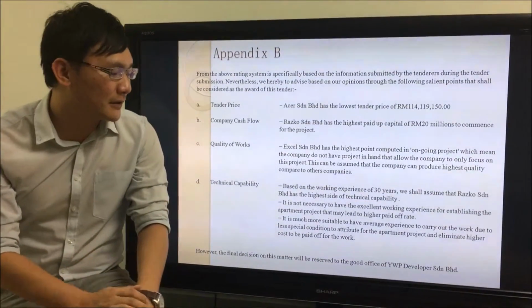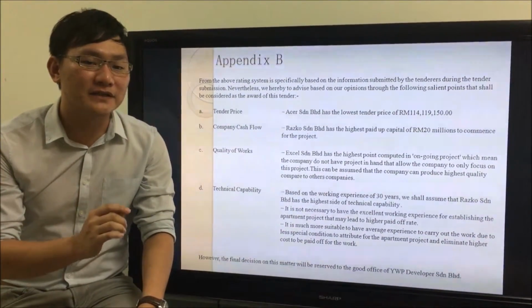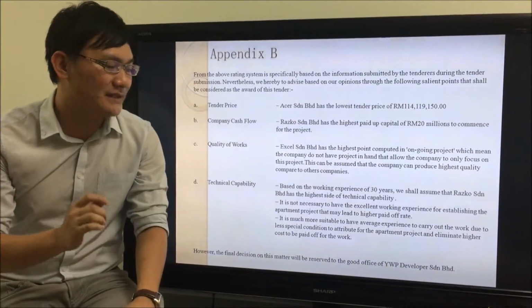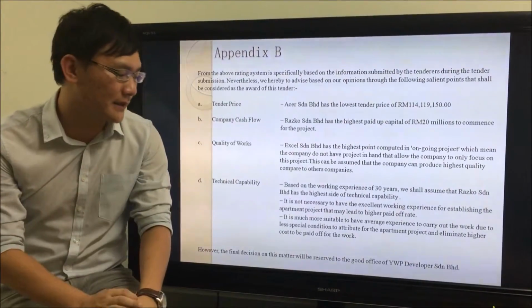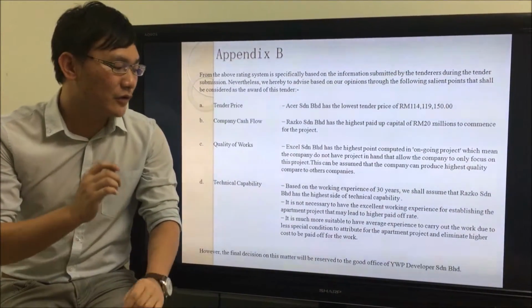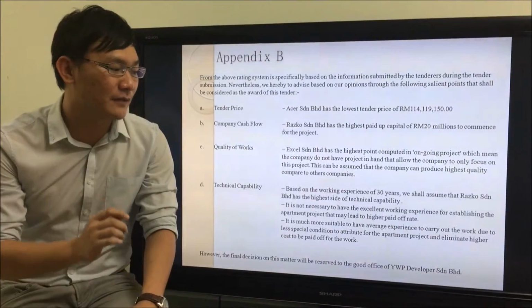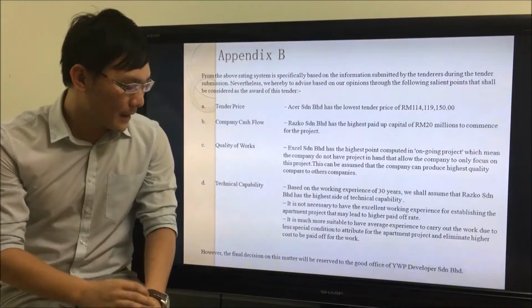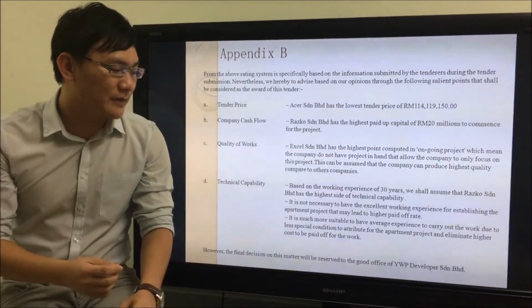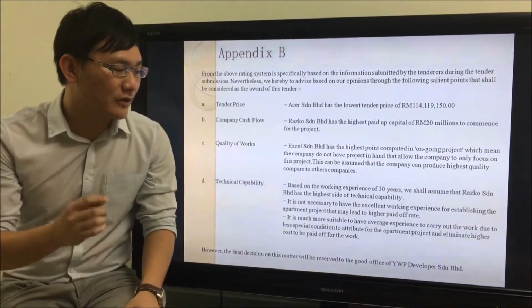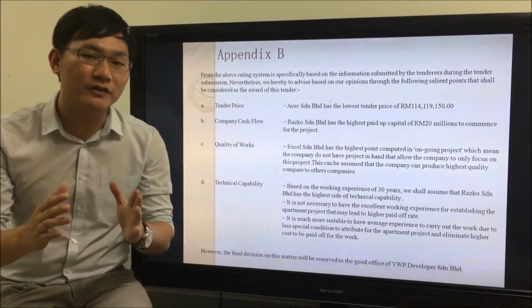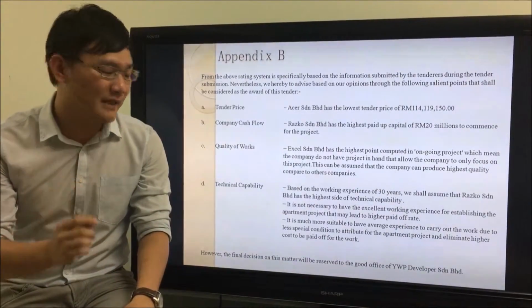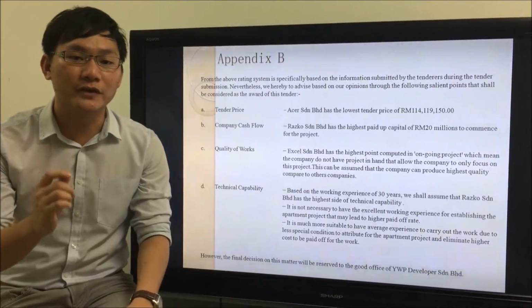In terms of technical capability, based on the working experience of 30 years, we shall assume that Rasco Cerebral Heart has the highest size of technical capability. It is not necessary to have excellent working experience for establishing the apartment project that may lead to higher payoff. It is much more suitable to have average experience to carry out the work due to the less special conditions attributed to the apartment projects, and it eliminates higher costs to be paid off for the works.